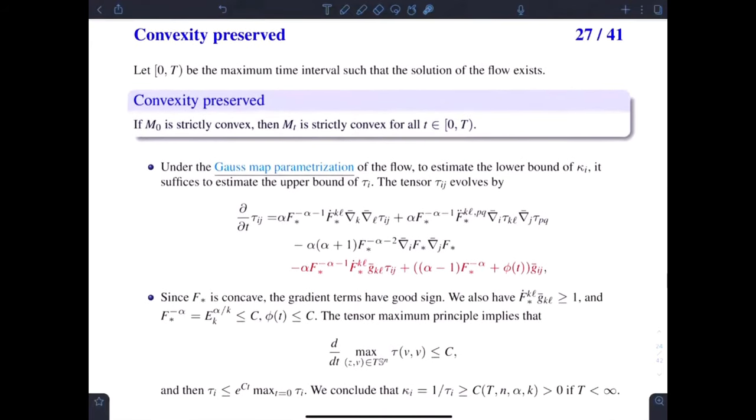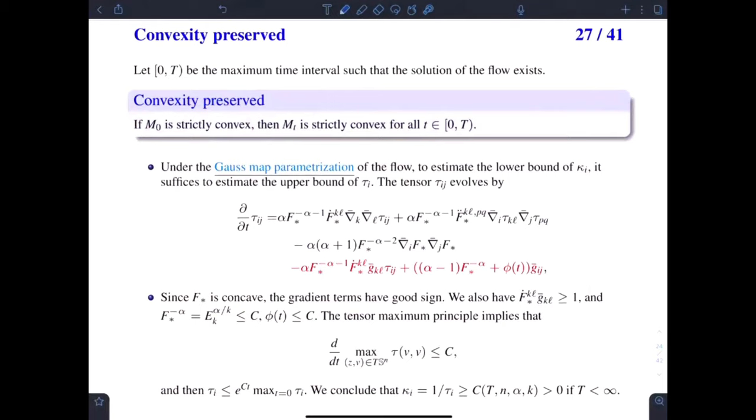Suppose the initial hypersurface is convex. Then we show that for each positive time t, the evolving surface Mt is also convex. And to prove this lemma, we just apply the Gauss map parameterization as we just mentioned, to estimate the lower bound on the kappa i.